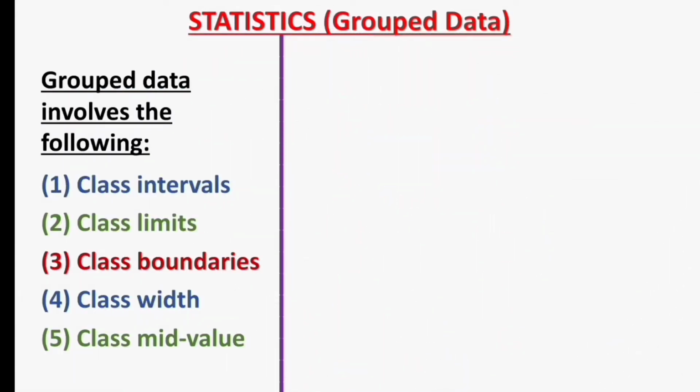From the information displayed here, grouped data involves the following. Number 1, class intervals. Number 2, class limits. Number 3, class boundaries. Number 4, class width. And number 5, class mid value.